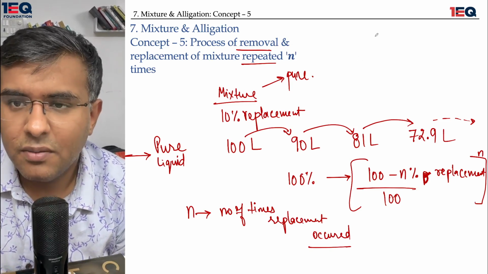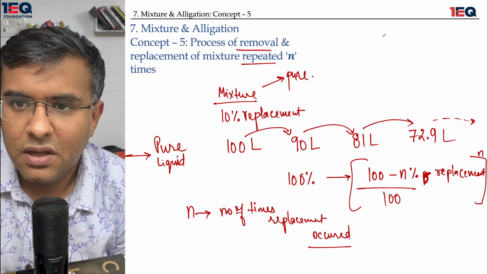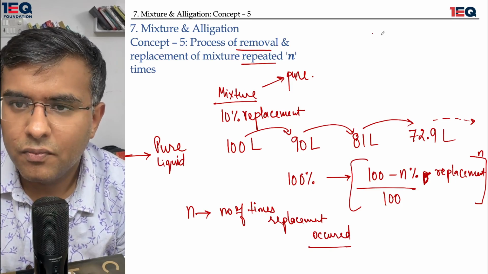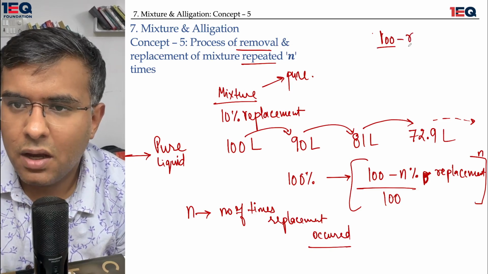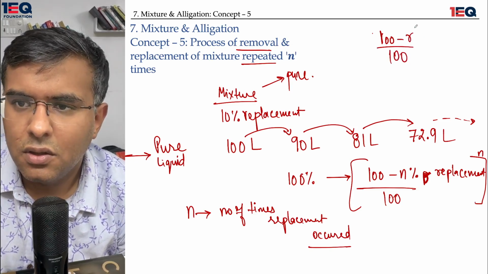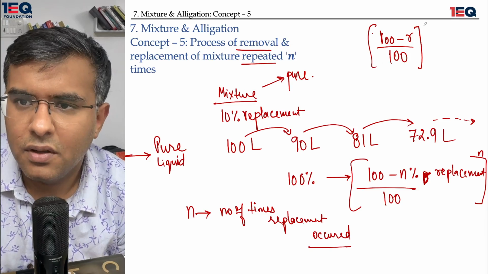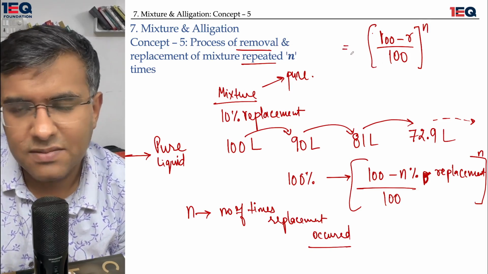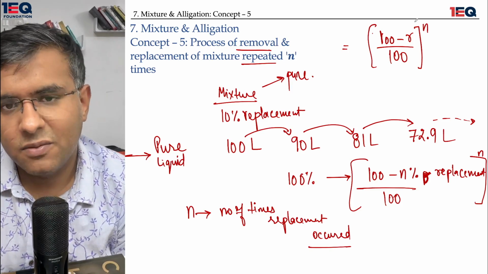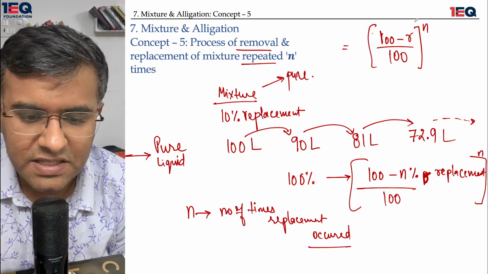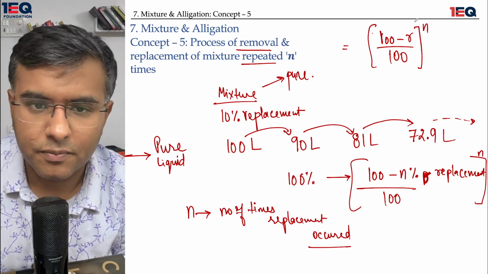In a similar way, in a shorter way, I would say it is nothing but (100 minus r upon 100) whole raised to the power n. Okay, this is my formula. This would be the replaced quantity. This would be the final mixture. I'll take you to the question so as to help you better.